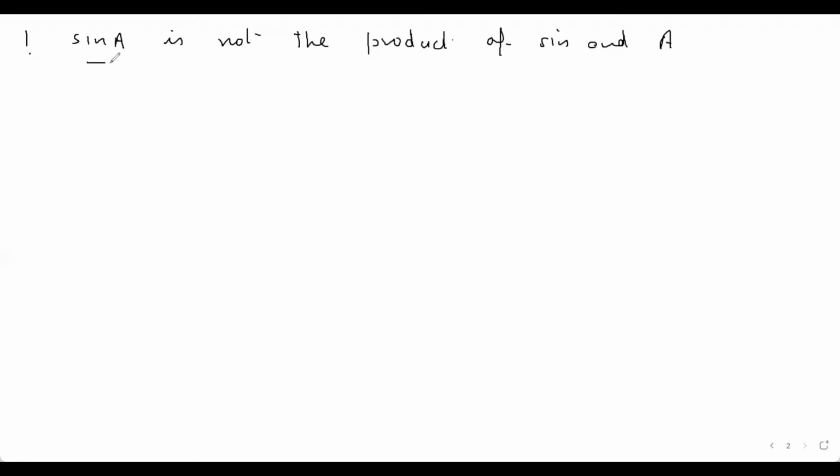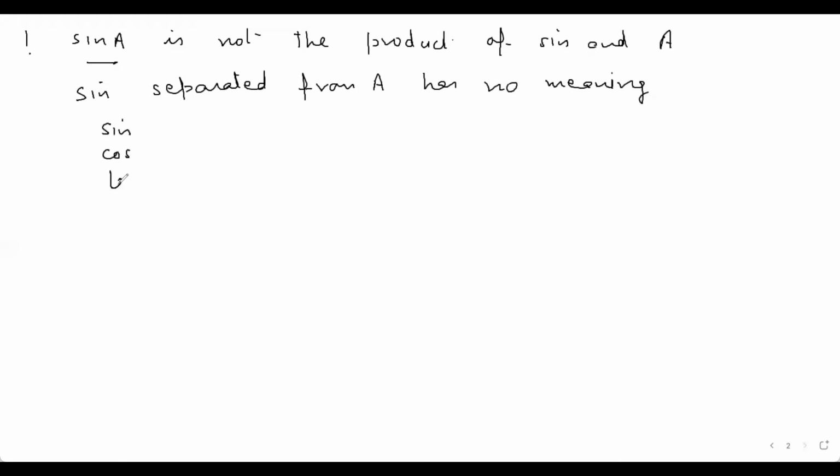We cannot separate sin from A. Sin separated from A has no meaning. Try to understand. We can never write only the word sin, only the word cos, only the word tan. This is the wrong way of writing. We have to write sin A, cos A, tan A.